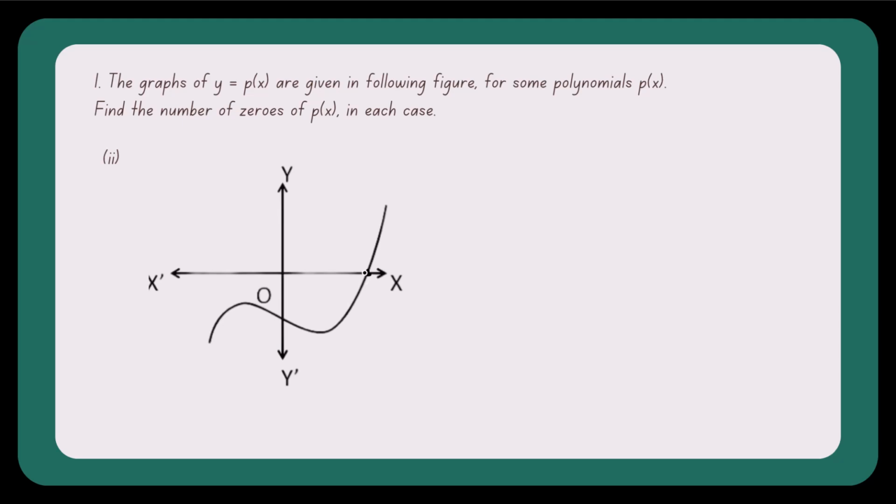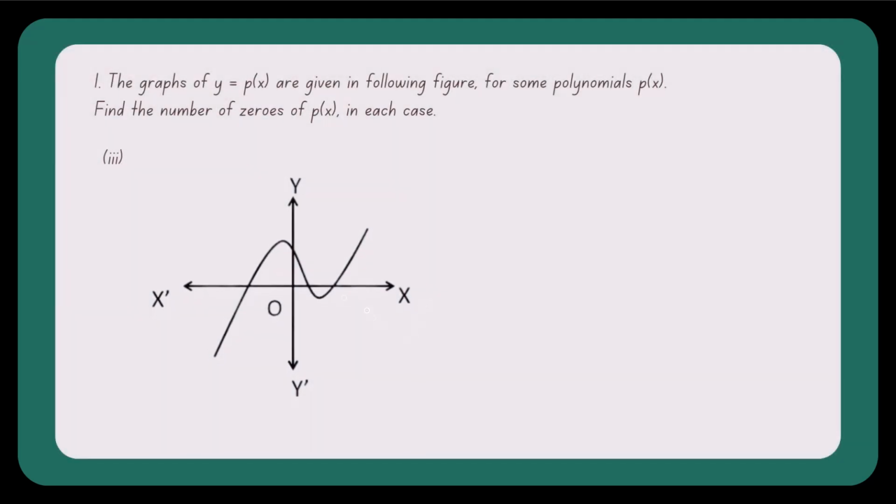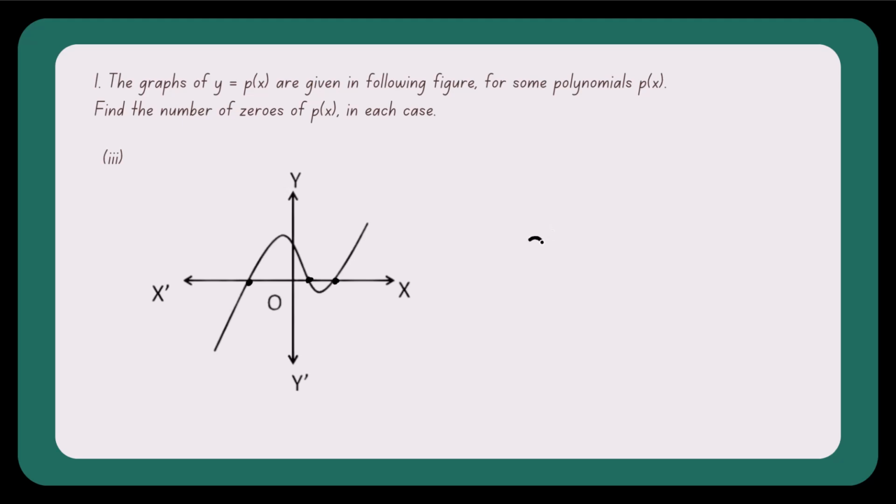There is 1 zero here because it is touching 1 time. So 1 zero is there. Simple. What about the next question? Let's see. Here we go. How many zeros are there? 1, 2, and 3, right? So there are 3 zeros. It is touching the x-axis 3 times, so 3 zeros are there.